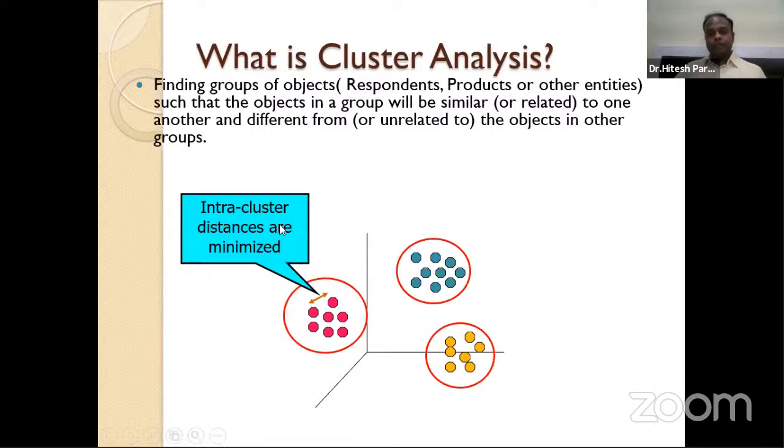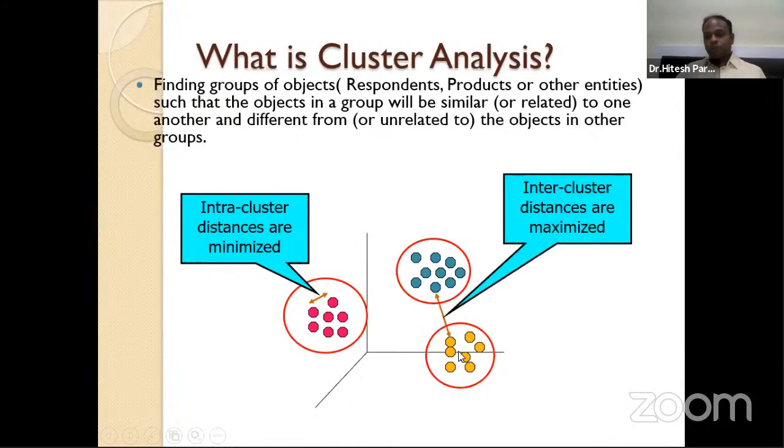So the intra-cluster distances are minimized. Within the cluster, the respondents will be very similar, so the distance would be minimum. And from one cluster to another cluster, the respondents would be different from each other. Their opinion would be different from each other. So inter-cluster distances are maximized.